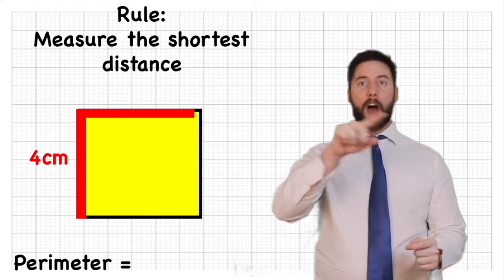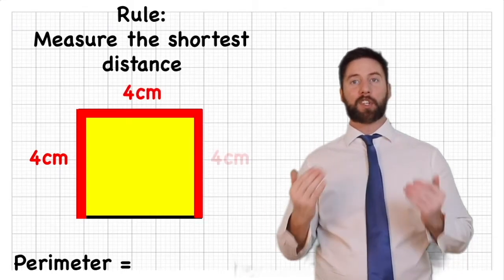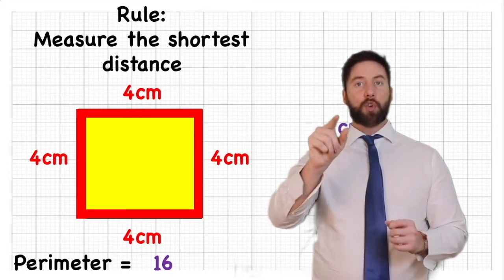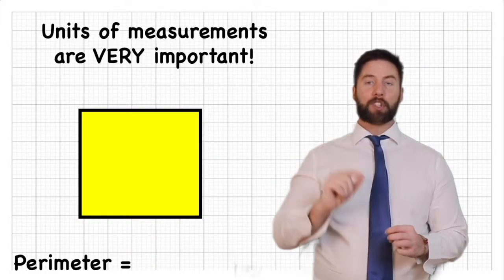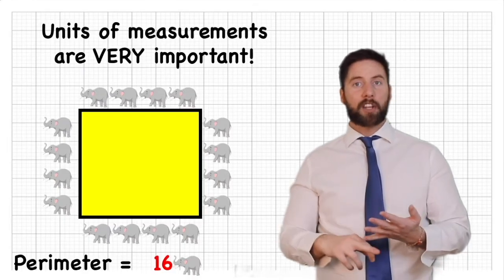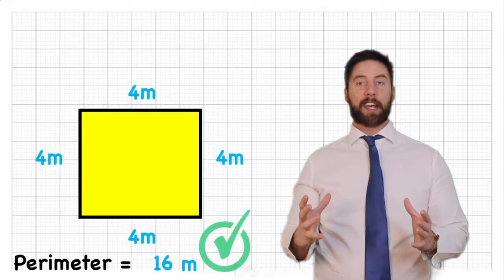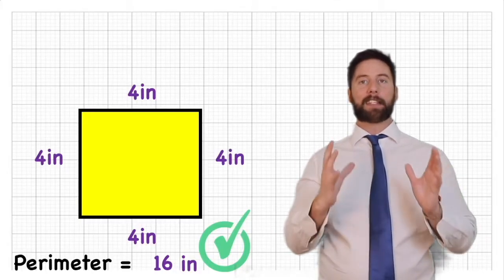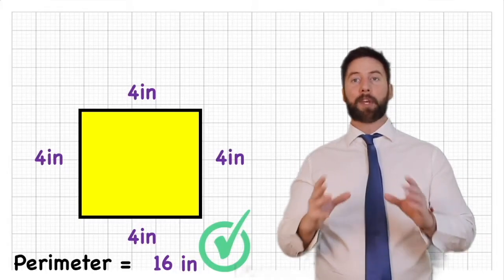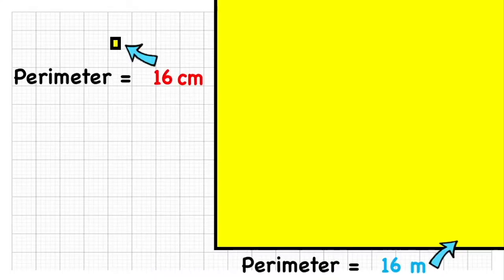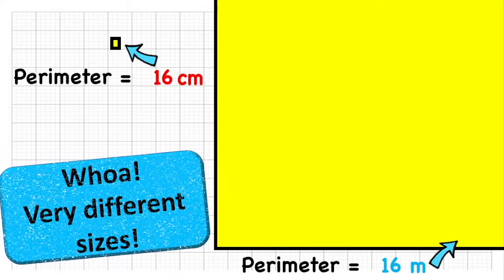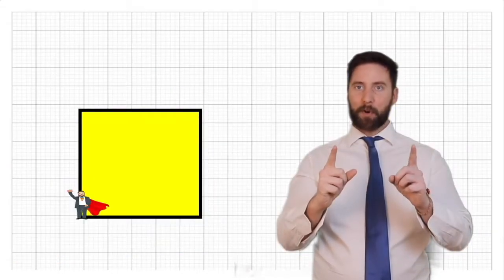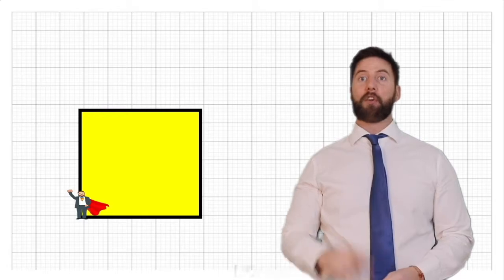So in this case, 4 add 4 add 4 add 4 gives us 16. But 16 what? That's right, centimeters. The units of measurement are very important. It's not elephants or cars, it's centimeters that we're measuring in here. Could have been miles, could have been inches, or any other form of measurement, but in this case it's centimeters. And it's very important to say that because a square that's 16 centimeters in perimeter is very different to a square that's a mile or 16 miles in perimeter. Okay, so very, very important. We always put our units of measurement. We could go very wrong.